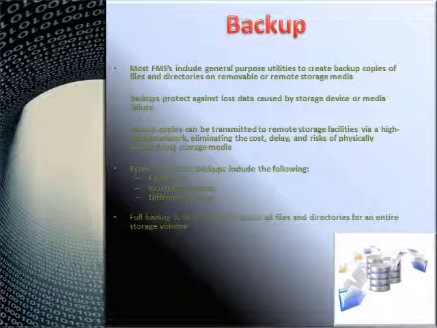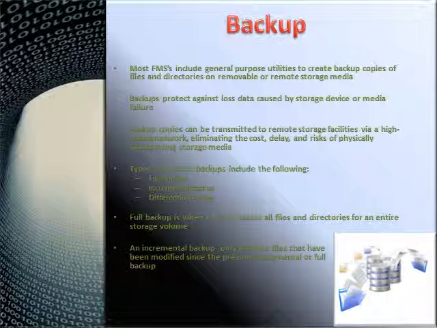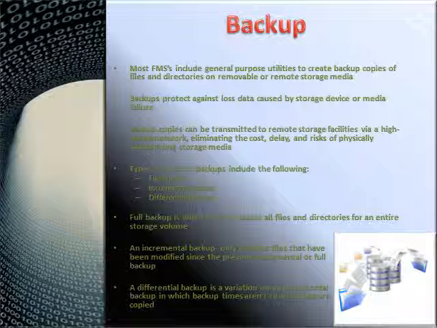Full backup is when the FMS copies all files and directories for an entire storage volume. An incremental backup only archives files that have been modified since the previous incremental or full backup. A differential backup is a variation on an incremental backup in which backup times aren't reset as files are copied.